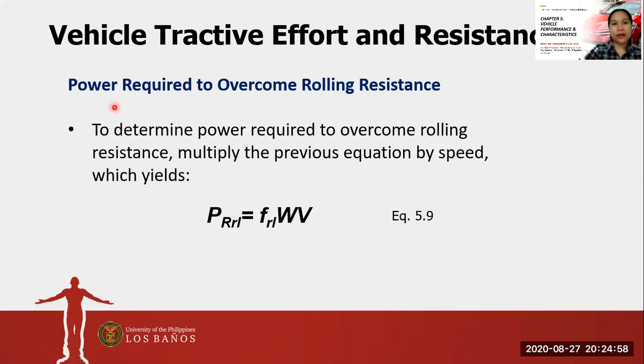Now, the power required to overcome the rolling resistance is obtained by multiplying the previous equation by the speed V, which yields what you can see in equation 5.9.